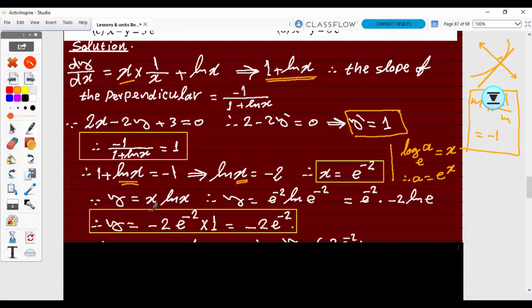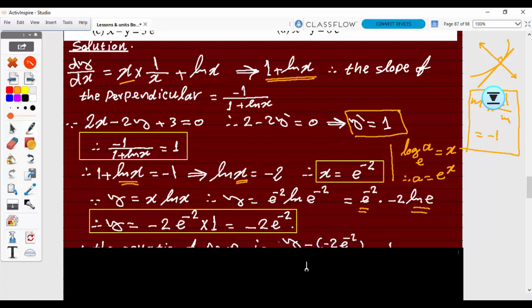Since y equals x ln x, y equals e power -2 times ln e power -2. And ln e power -2 is -2 ln e, and ln e equals 1. So y equals e power -2 multiplied by -2 ln e. I can write it in this form as ln e equals 1. So y equals -2 e power -2.